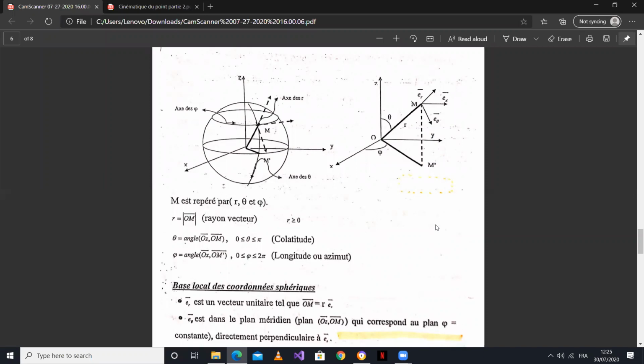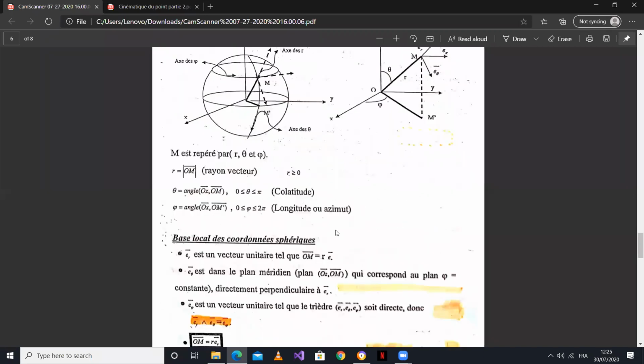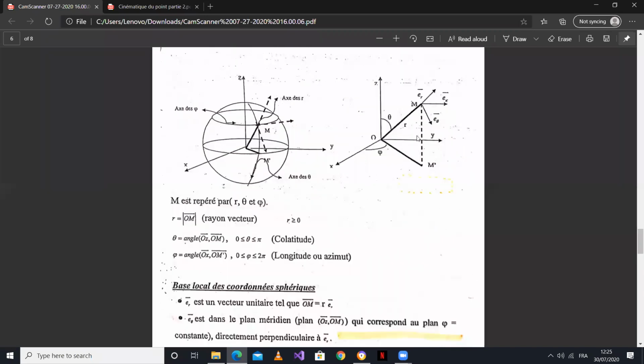So we are going to look at the base locale, the coordinate spheric. As I told you, the base locale is ER, E theta, and E phi. So we begin with ER. They're telling us ER est un vecteur unitaire tel que OM is equal to R ER.